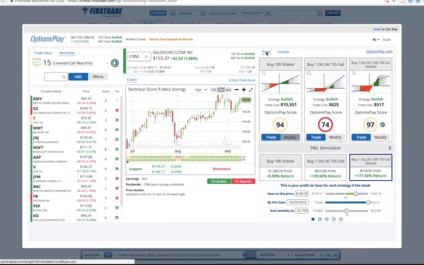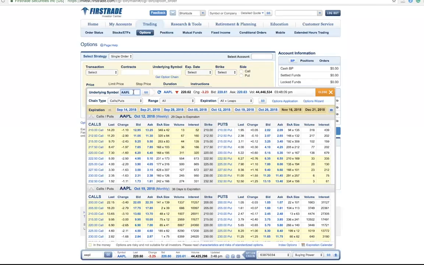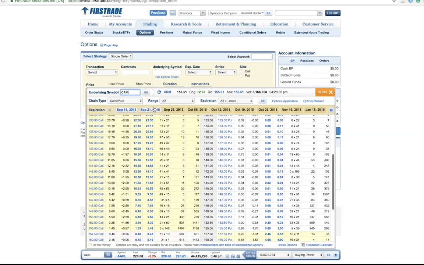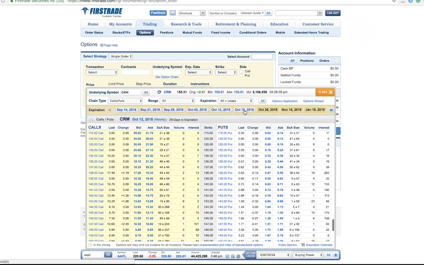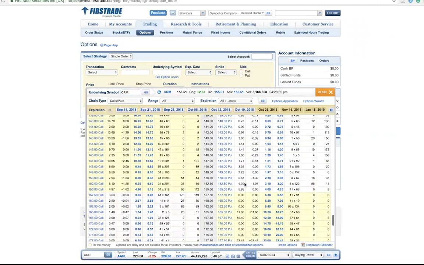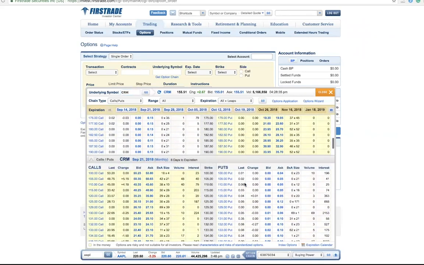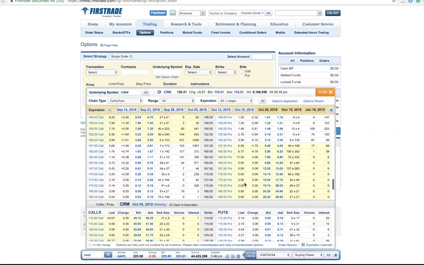But the idea is that if you're bullish on Salesforce, we talked about you can buy a call option, but the question is, what call option do you buy? Traditionally, you'd pull up a page that looks like this. You'd look at all the expiration dates. You look at all the strike prices. And if you're a knowledgeable trader with some experience, for call options, you would typically go about a month out.